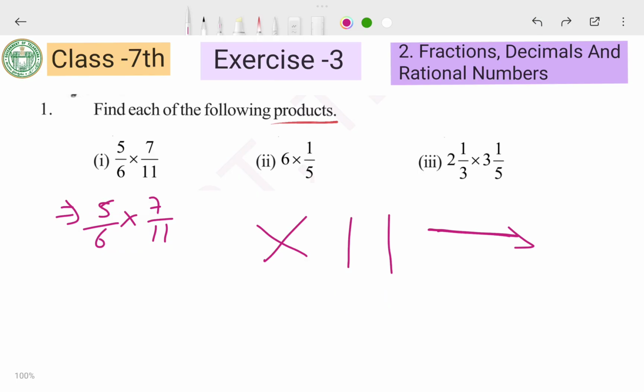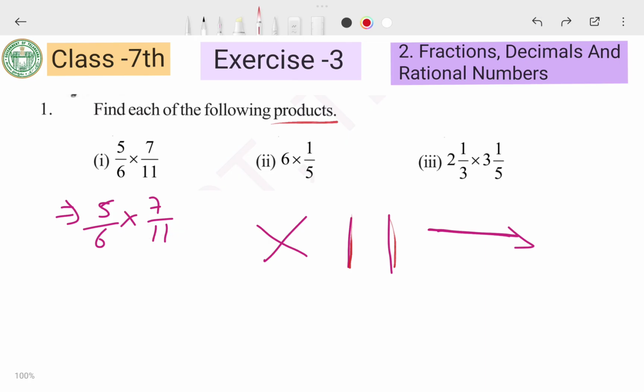Here you can see this is 5 and 11. Will this divide? No, it is not possible. Okay, leave it. Now let's see 6 and 7. Will you divide 6 and 7? No, it is also not possible. Then let's go up and down, vertically. This is 5 and this is 6. Will you divide 5 and 6? It is also not possible, so leave it like that. This is 7, this is 11. Can you divide this? No, it is not possible.